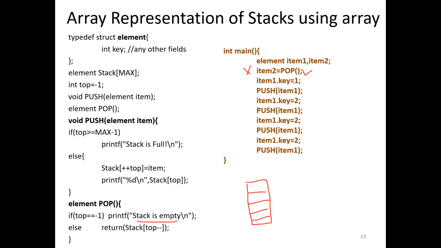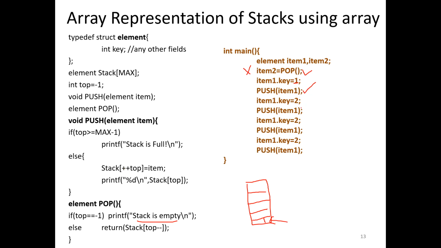Then I'm going to push 1 into the stack. Item 1 is going to be pushed. Item 1 dot key is equal to 1, that you set. Pass that item 1 to the push function. Push function takes an element as input. Now top value is -1. Is it max -1? Max value say 5. 5 minus 1 is 4. Is it full? No, stack is not full. So top is incremented, ++top, that is top is 0. In this position, this element is inserted, that is 1. Okay, so successfully we inserted 1.